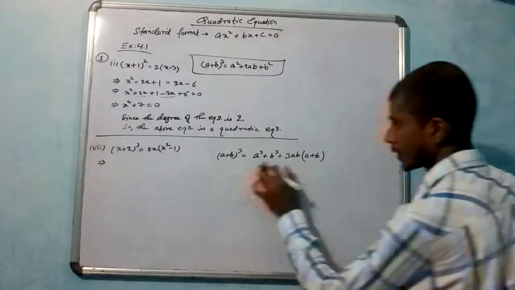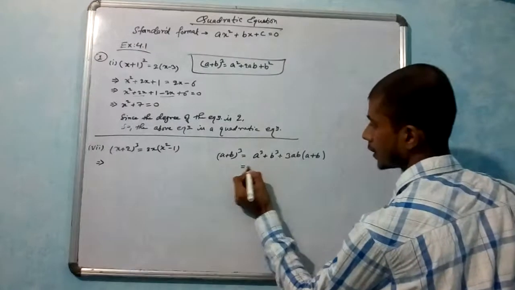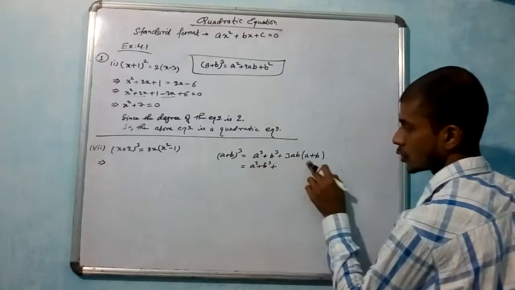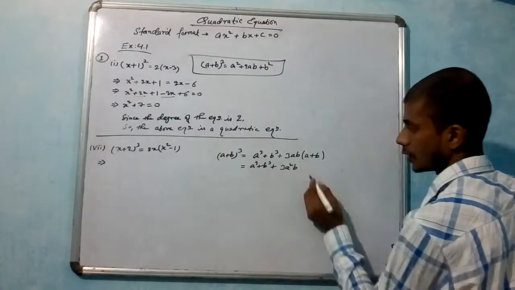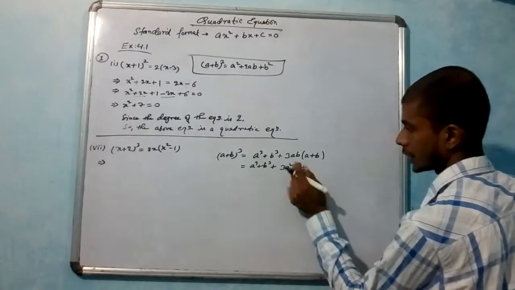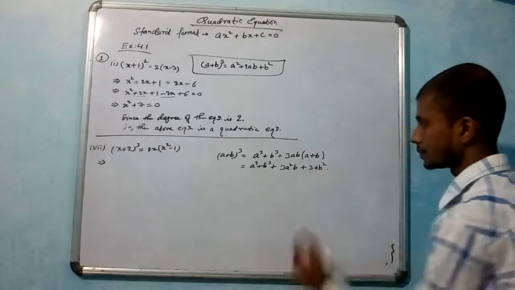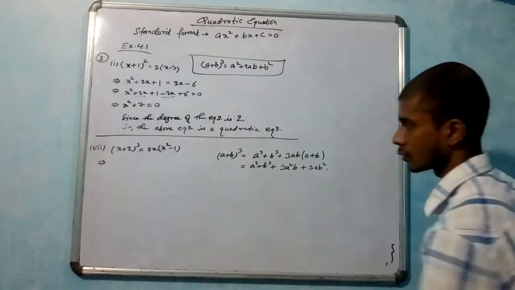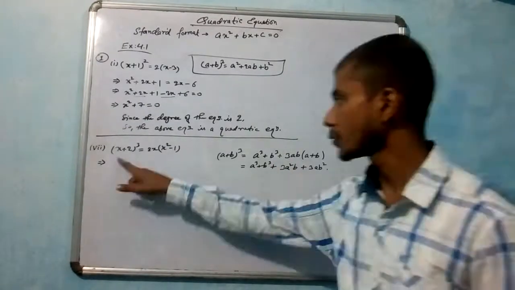This, when further expanded, most of the time is written in this form. When it is further expanded, we get a cube plus b cube plus 3ab into a, that is 3a square b, and then plus 3ab into b, that is 3ab square. So a cube plus b cube plus 3a square b plus 3ab square. Both are the same only. So we'll try to expand this way.